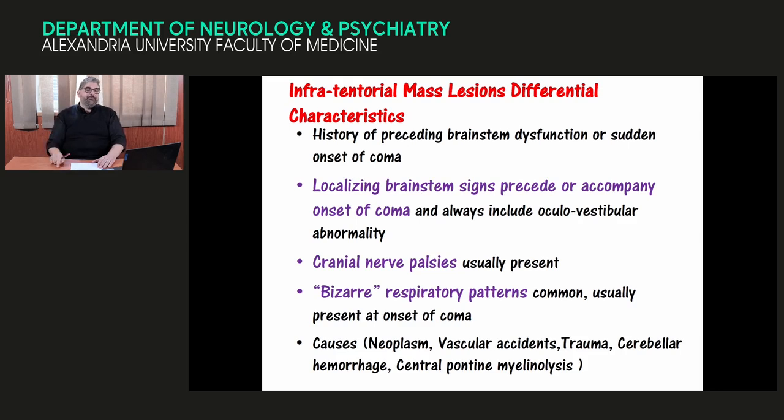The same applies for infratentorial, but here the localizing signs or the differentiating signs are pointing to the brain stem. And actually, the localizing brain stem signs may precede or accompany the onset of coma. Usually, it includes the oculovestibular abnormalities, cranial nerve palsies are specifically present. The pattern of respiration here mostly is bizarre, and we have different respiratory patterns that will be mentioned in the clinical part of the lecture. And of course, the same causes are accused, the same as the supratentorial, but they are localized infratentorially.